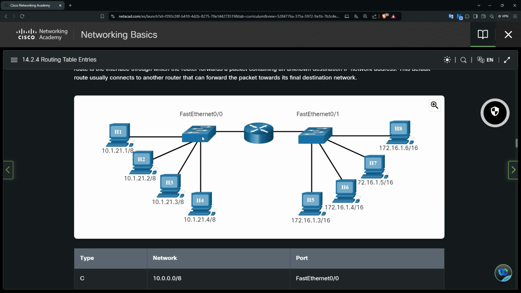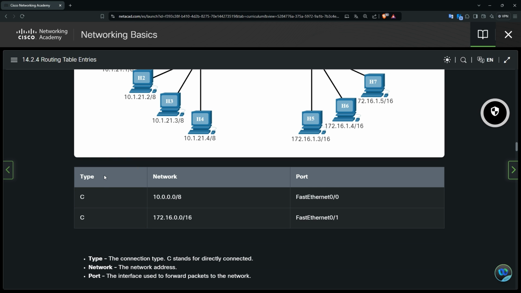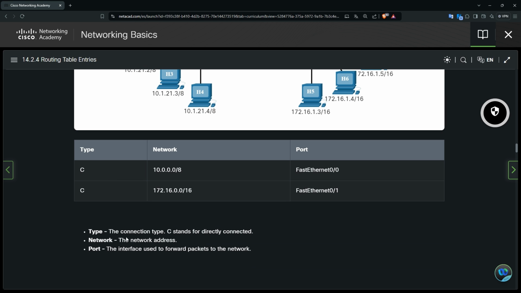Okay, we can see four hosts connect with this switch, and the switch is connected to this router. Fast Ethernet 0/0 is the port, and Fast Ethernet 0/1 is the other port. Okay, type. The connection type C stands for directly connected. Network: the network address and the port, the interface used to forward packets to the network.